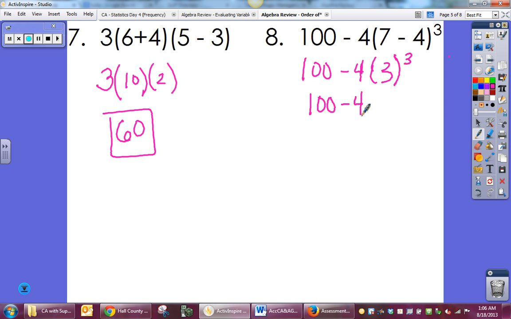I have 3 cubed, which is 27, and then 4 times 27 gives me 108, I believe. So 100 minus 108 gives me negative 8.